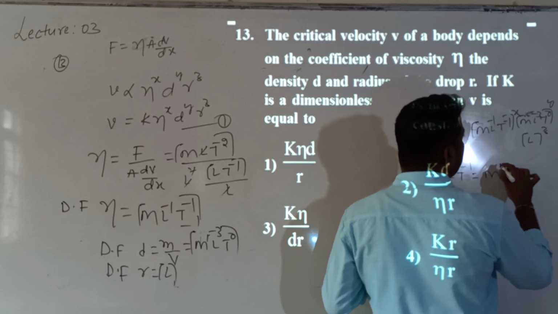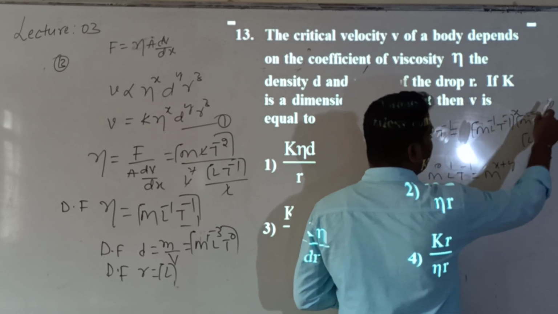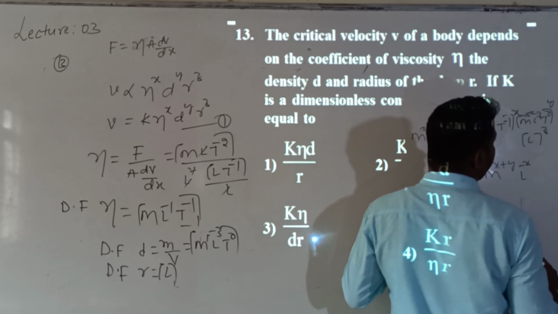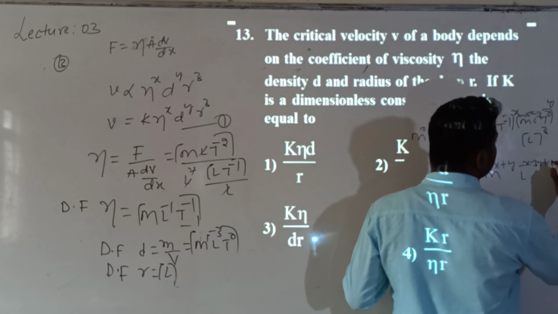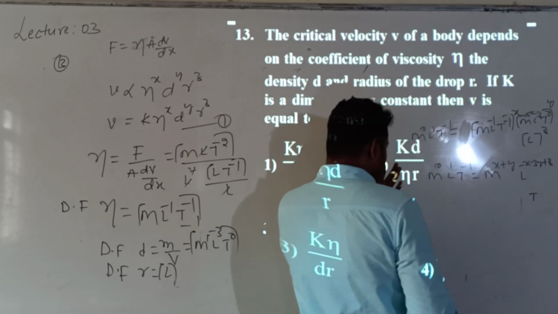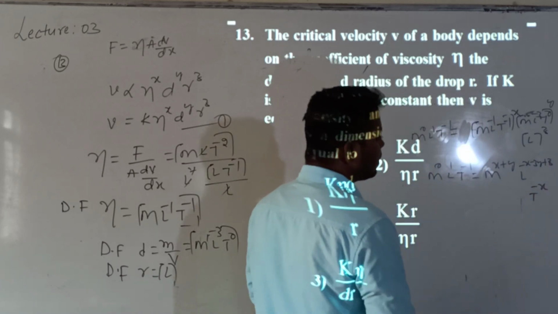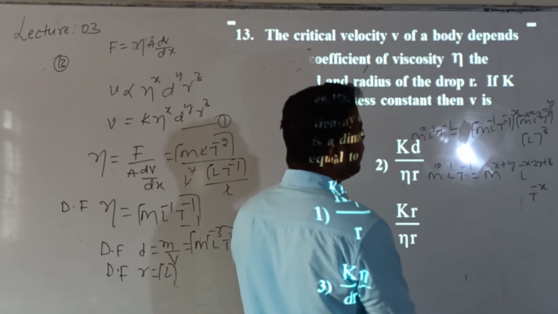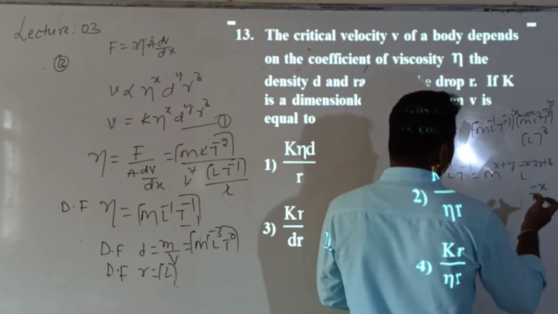Here I will get M power x plus y. Correct? Here M^x, M^y, and L power minus x minus 3y plus z. And T power, here I will write T power minus x. Correct? T power how much? Minus x. This is T^-1 whole power x, that is T^-x.